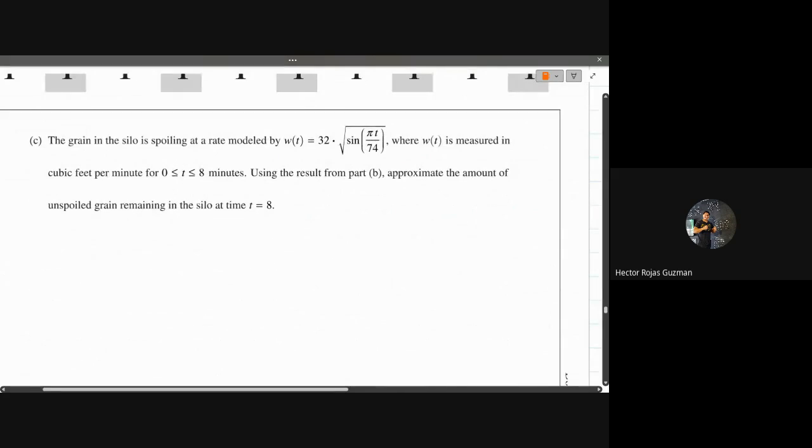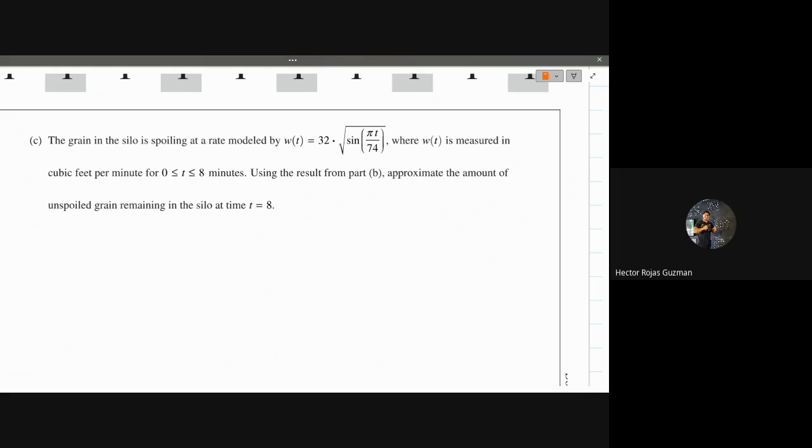The grain in the silo is spoiling at a rate modeled by W of t, measured in cubic feet per minute. Using the results from part B, approximate the amount of unspoiled grain. If we're going to talk about unspoiled grain, we have to take into account the grain added, and we're going to have to subtract the spoiled grain. For the grain added, we're going to do the integral from 0 to 8 of g of t dt.